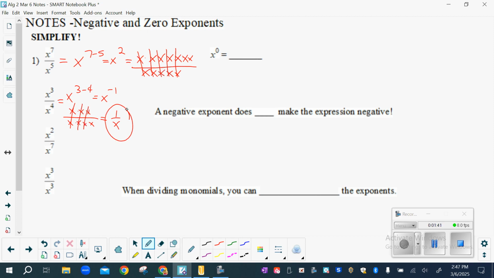So when we have that negative exponent, all we did is we moved it down to the bottom and it becomes positive. This is not new information. This is from before, but I knew you would need to review. That's why we're doing it again.